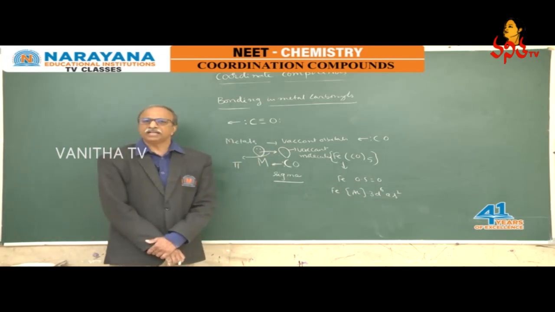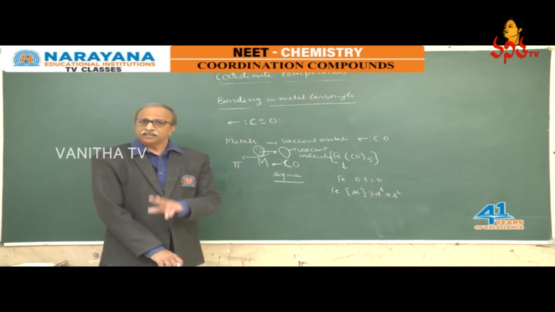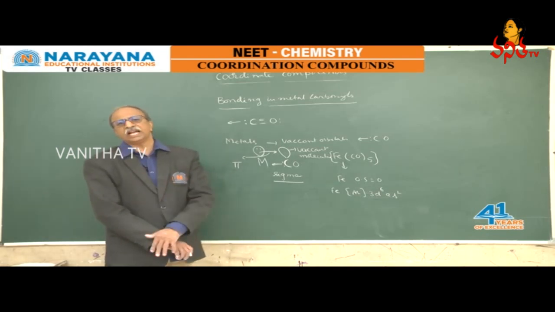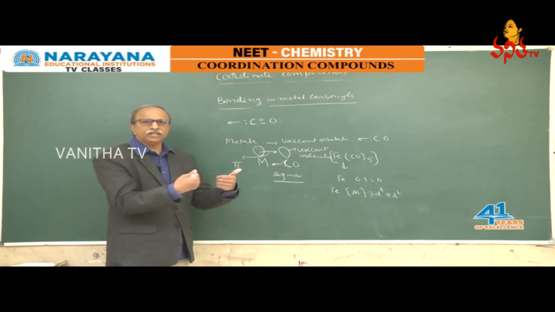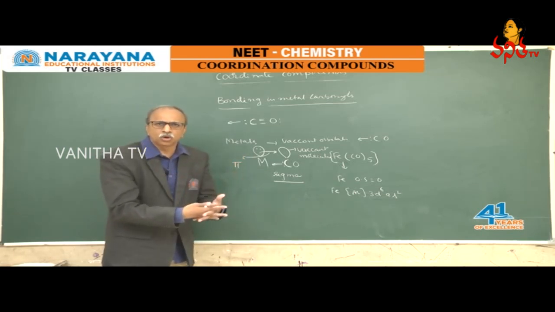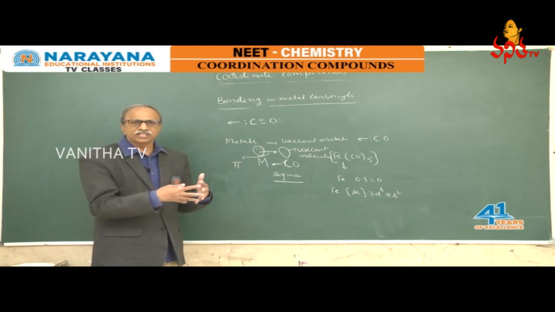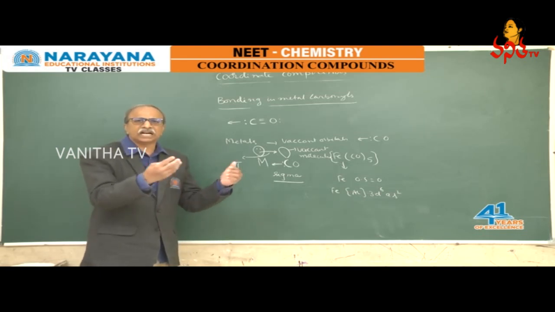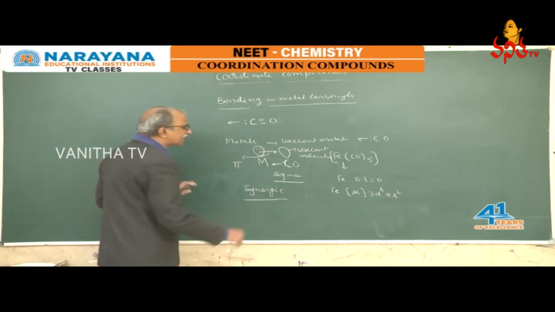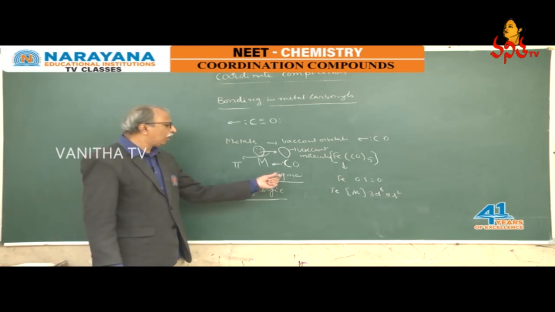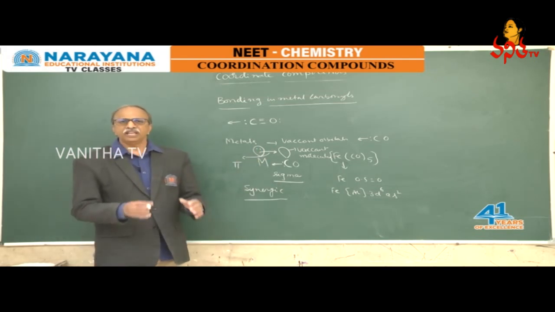Therefore, between metal and carbon monoxide, not simply a sigma bond but two bonds are formed, a sigma bond as well as a pi bond, and thereby the strength of the bond between metal and carbon monoxide is much more, and it becomes stronger. This effect, which results in a stronger bond between metal and carbon monoxide, is called the synergic effect. The synergic effect is due to the formation of both sigma bond and pi bond, and therefore metal carbonyls are very stable.